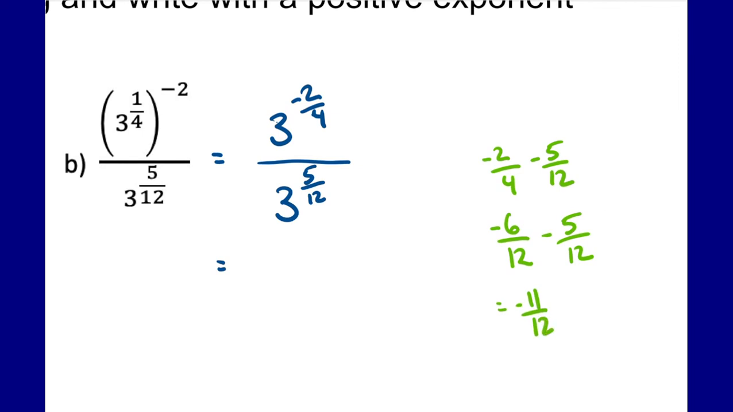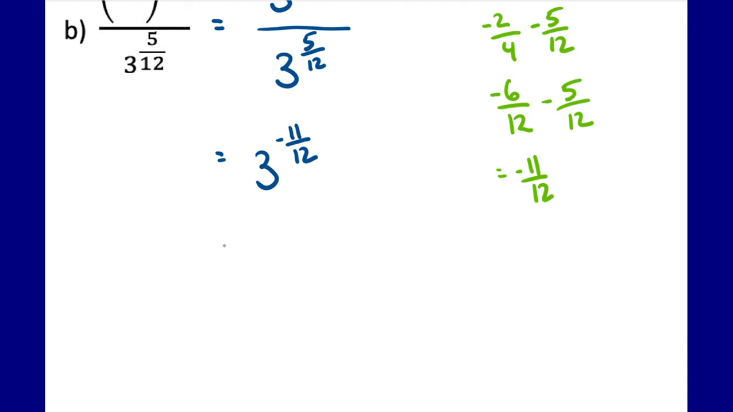So I've subtracted my exponents, so that means this simplified expression is 3 to the power of negative 11 over 12. I do want it with a positive exponent, so I do have to flip my base, so 1 over 3 to the power of 11 over 12. And again, I could convert it to a radical if I wanted to.